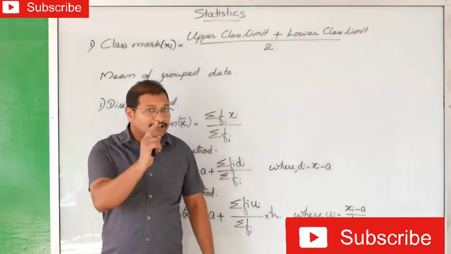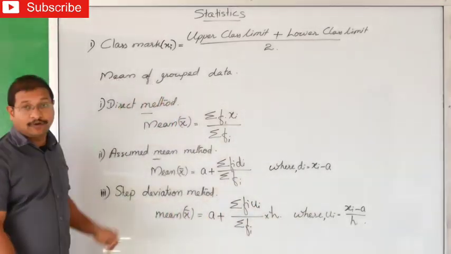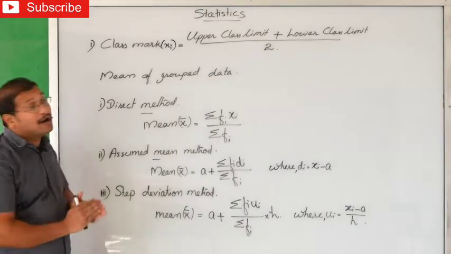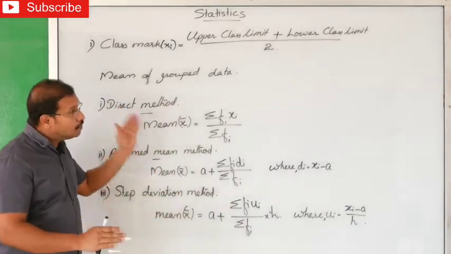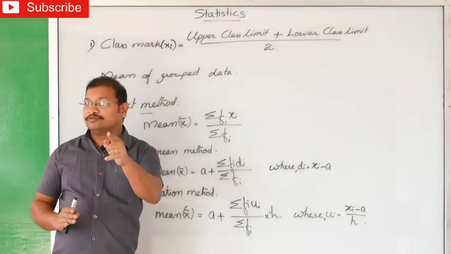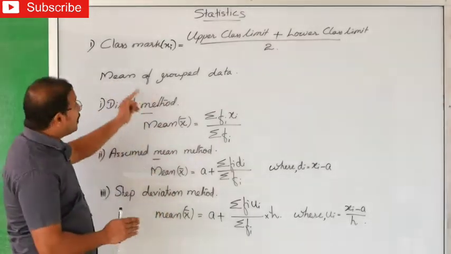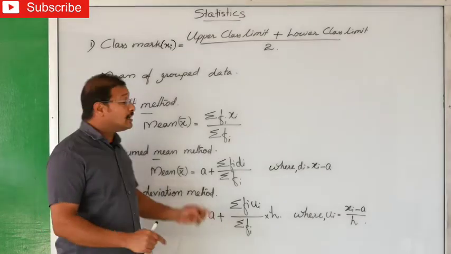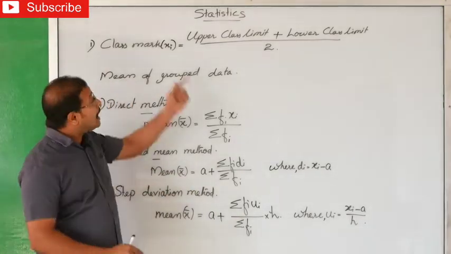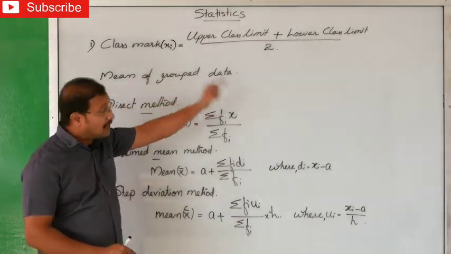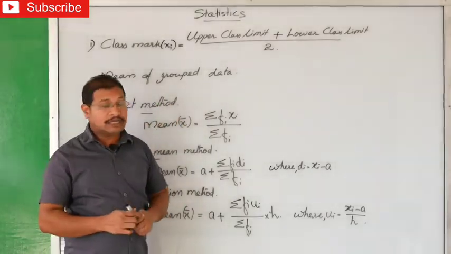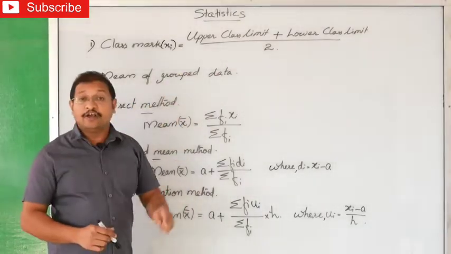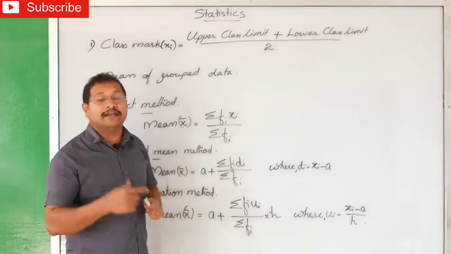Ready? So let's start the work now. First one, class mark. To find the class mark, please make sure that you write these formulas on paper and learn them by heart. Class mark xi equals upper class limit plus lower class limit divided by 2.